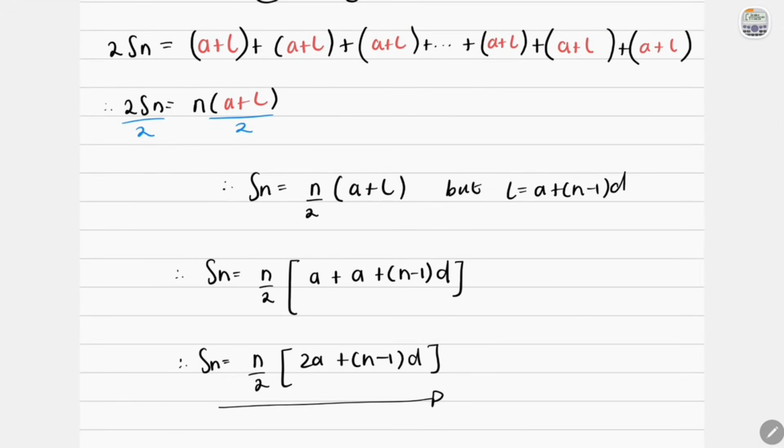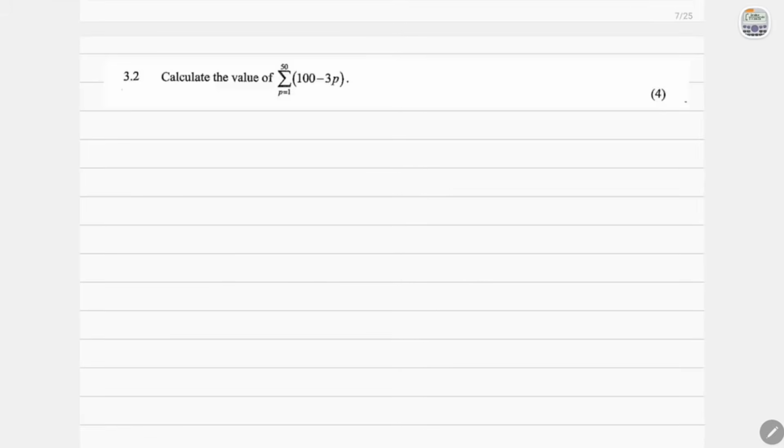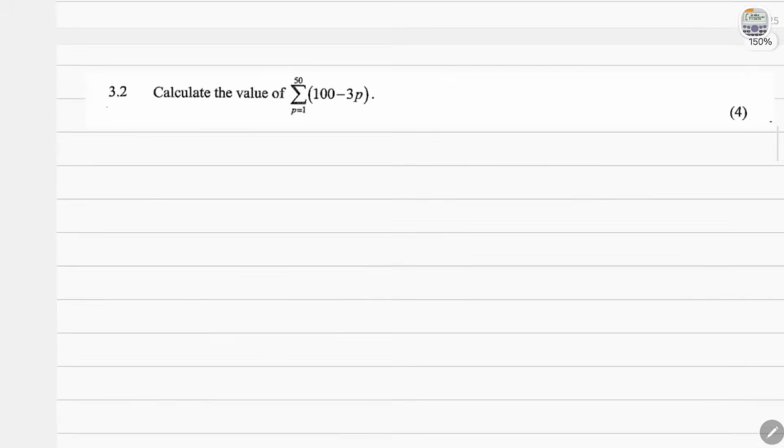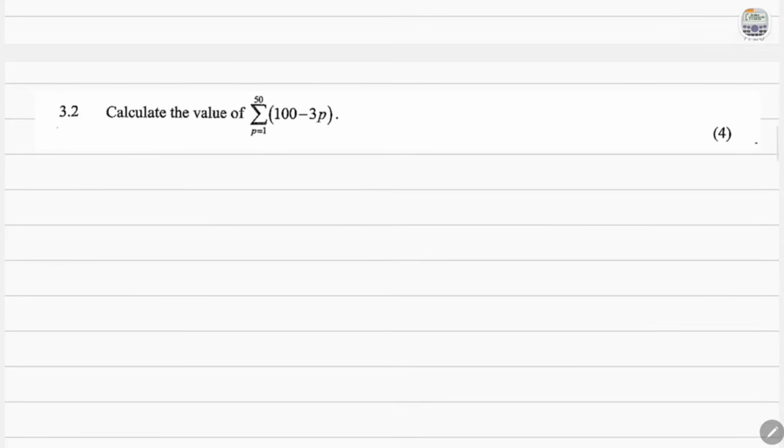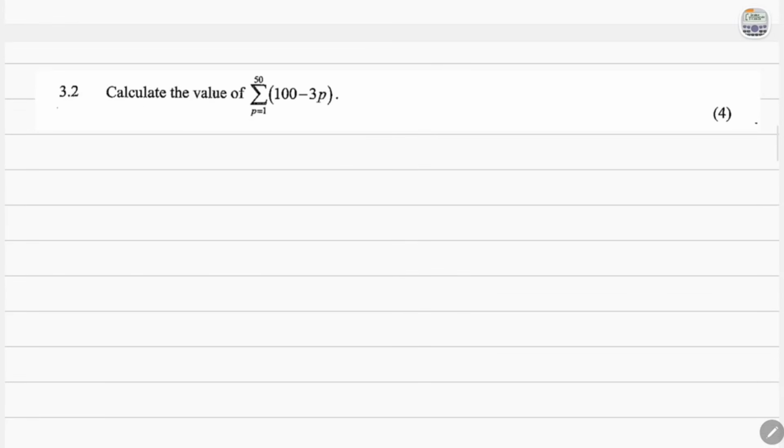Moving on to the next question. Question 3.2 says, calculate the value of the sum of series. Okay, and they give you this formula, 100 minus 3p, starting at p equals 1, great, and ending at 50. Okay, so it's 4 marks. You can just go ahead and expand it.